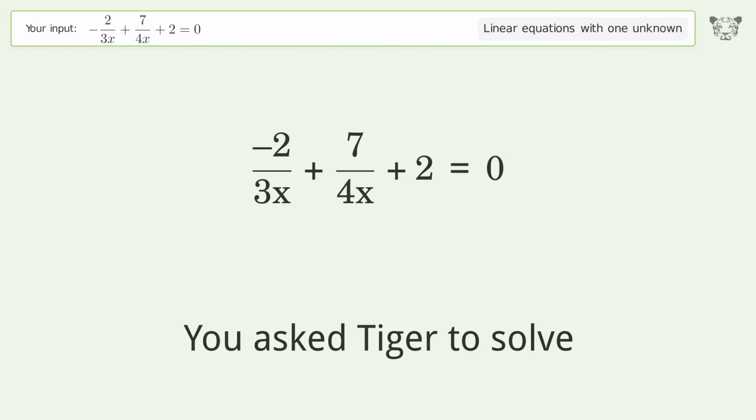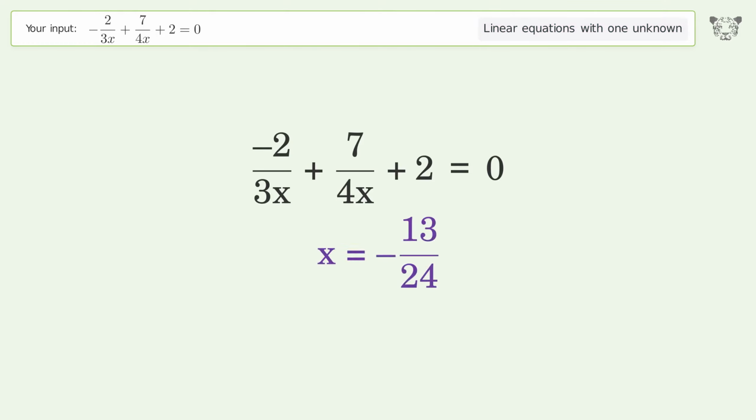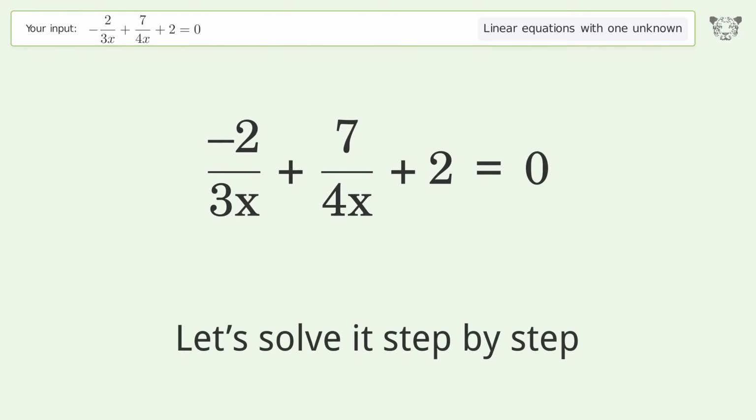You ask Tiger to solve. This deals with linear equations with one unknown. The final result is x equals -13/24. Let's solve it step by step.